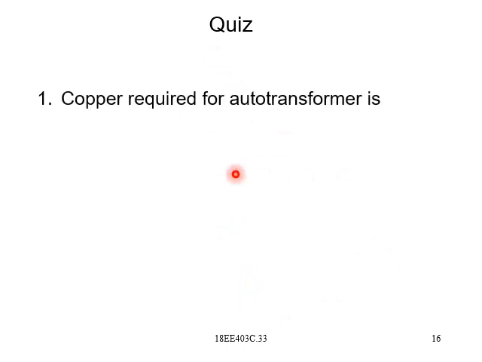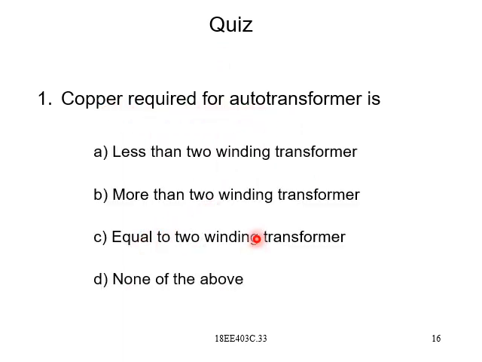So are you ready for a small quiz? Just a basic quiz. Copper required for an auto transformer is: less than a 2 winding transformer, more than a 2 winding transformer, equal to, or none of them. It's very simple. It's less than a 2 winding transformer, isn't it? That is given by (1 minus K) into WO, so WA is equal to (1 minus K) into WO.